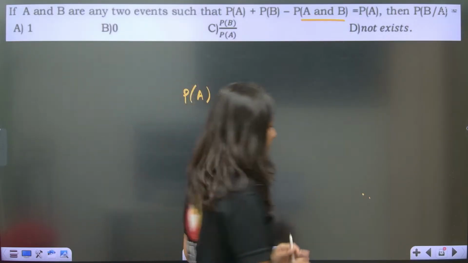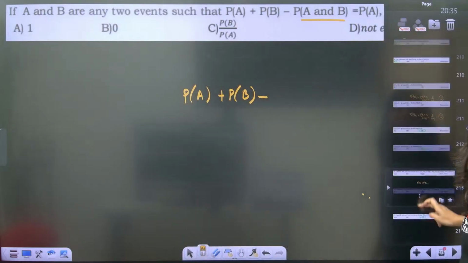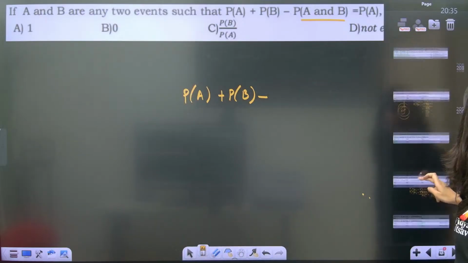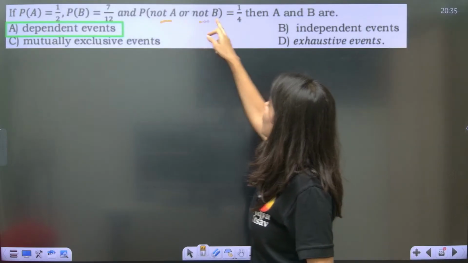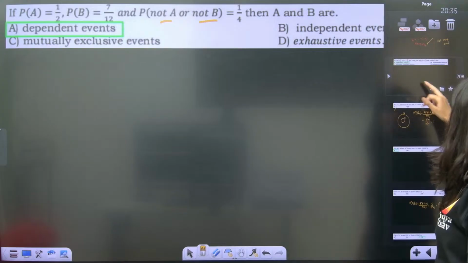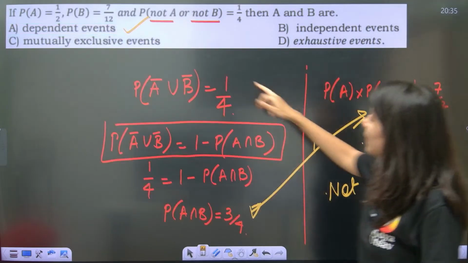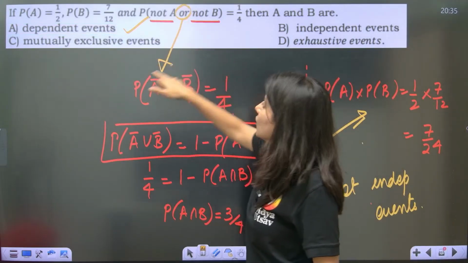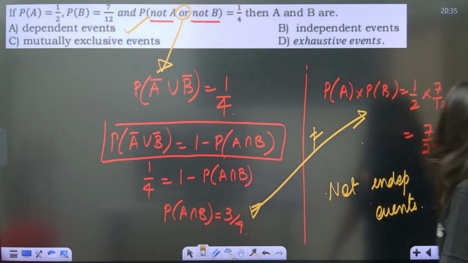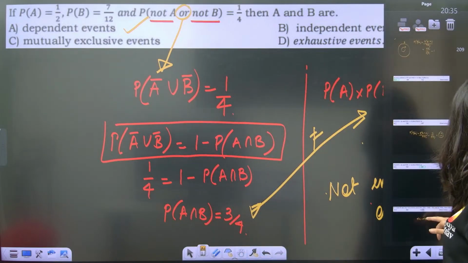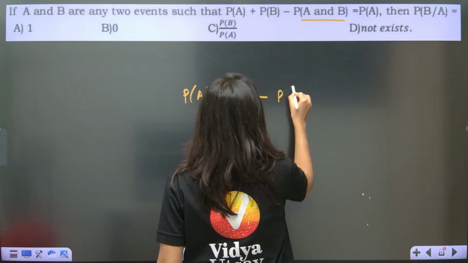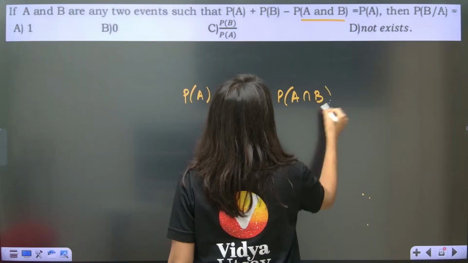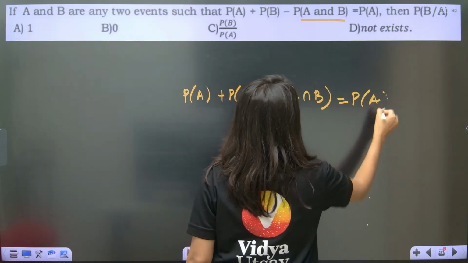So remember in the previous question when or was written, let me just go back a little. When or was written, see, not A or not B. This was the question. So did you notice, whenever or is written, or means union. I don't know how many of you are aware of it. Or means union and means intersection. This is what is given to you.